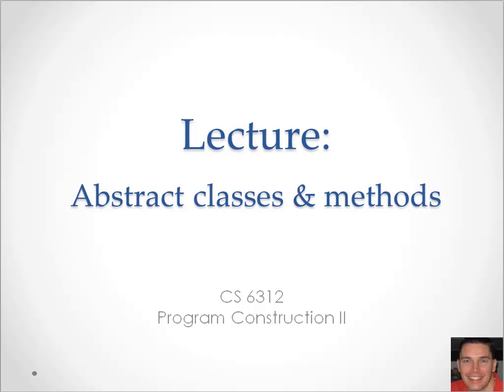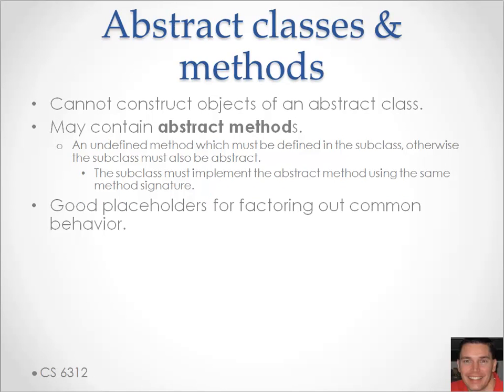In this lecture, we're going to look at abstract classes and methods, as well as a couple of other odds and ends regarding inheritance. So in regards to abstract classes and methods, when you declare a class as an abstract class, what it means is that you cannot instantiate an object of an abstract class.